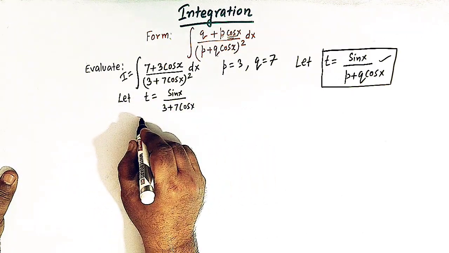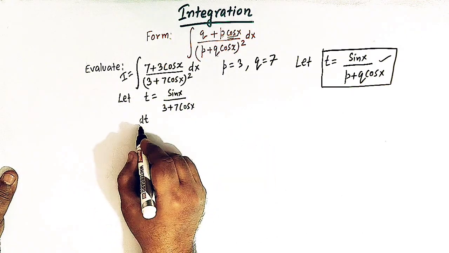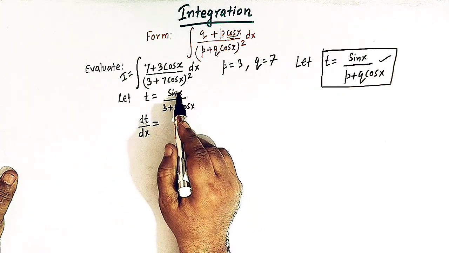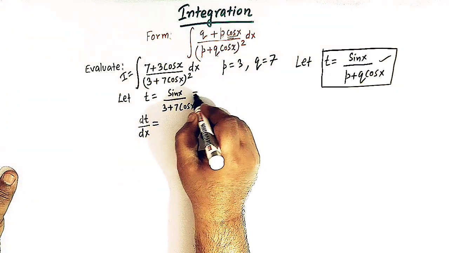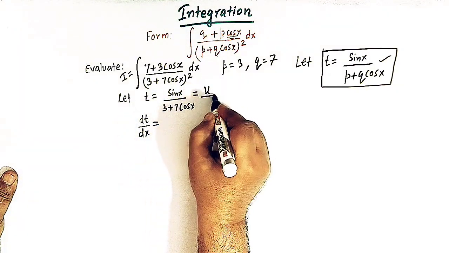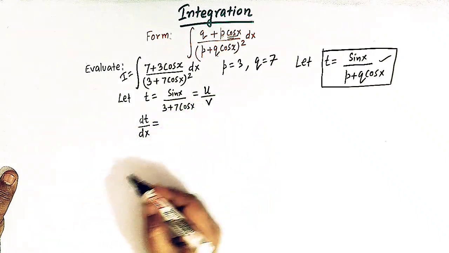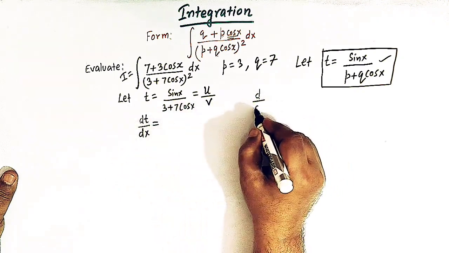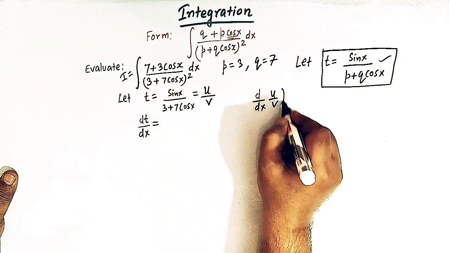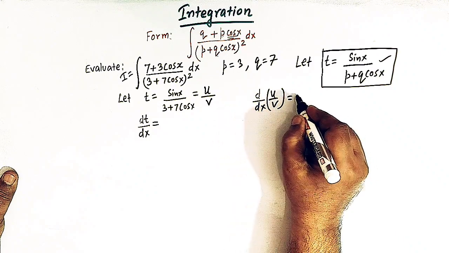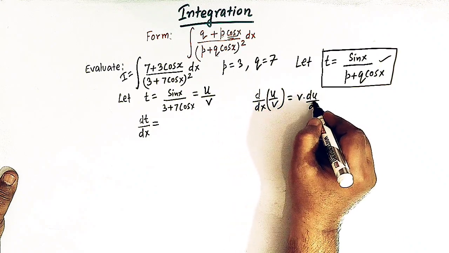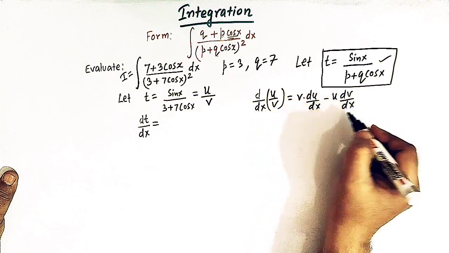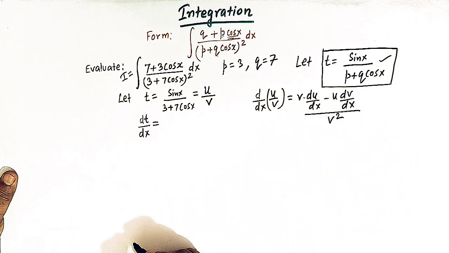So let us differentiate both sides with respect to x. So we have dt over dx, and now here we have the quotient of two functions, right? So this function may be taken as u and this function may be taken as v. So here we'll make use of the quotient rule for differentiation, that is the derivative of u over v is given by v du over dx minus u dv over dx divided by v square, right?